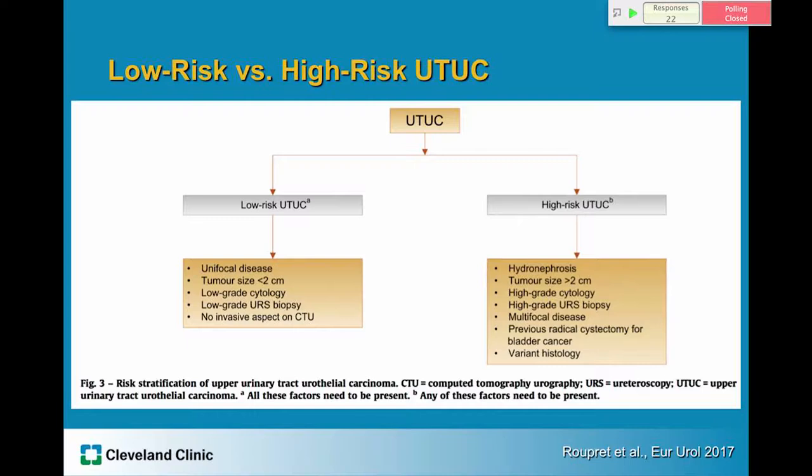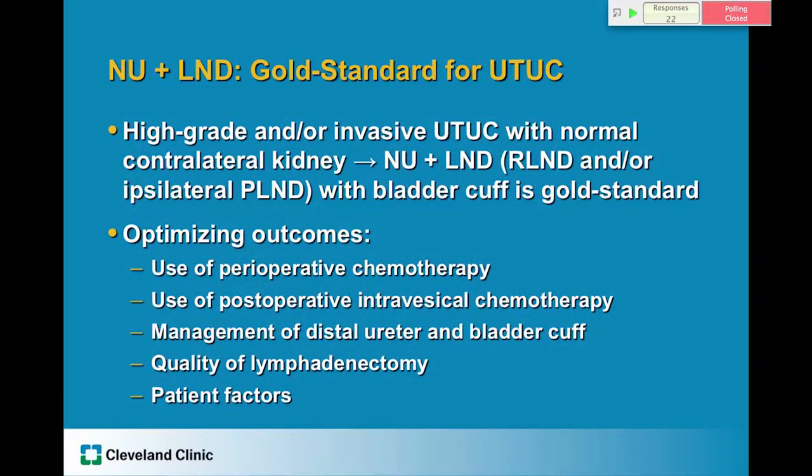High-risk tumors are the ones that are associated with hydronephrosis. These tumors are larger, associated with high-grade or positive cytology, often have multifocal disease, and a proportion of these patients will have had prior radical cystectomy for invasive bladder cancer, and they're associated with variant histology. For high-grade and or invasive upper tract urothelial carcinomas with a normal contralateral kidney, the gold standard is a nephroureterectomy with lymph node dissection and bladder cuff. There are ways that we could think about optimizing outcomes in these patients, and we'll talk about the use of perioperative chemotherapy, post-operative intravesical chemotherapy, the management of the distal ureter and bladder cuff, quality lymphadenectomy, and patient factors.